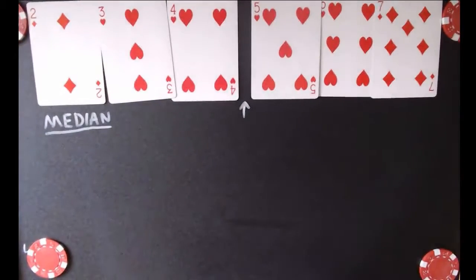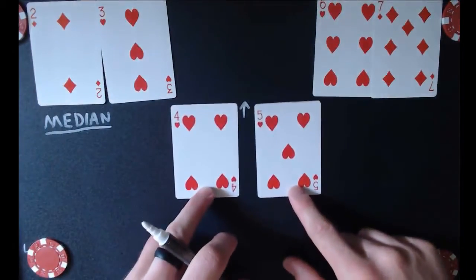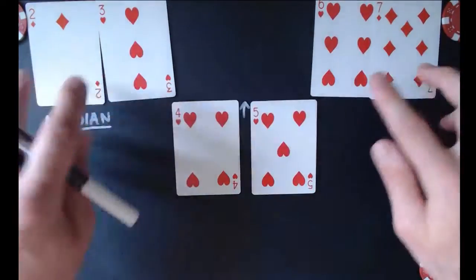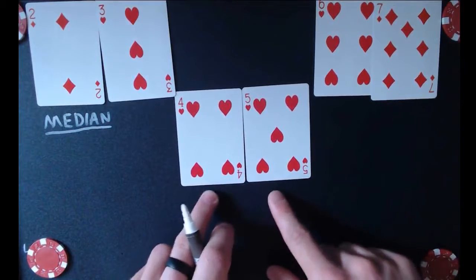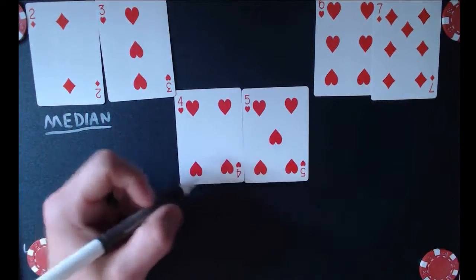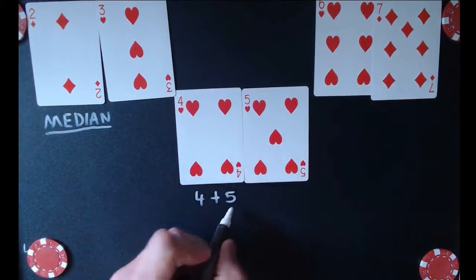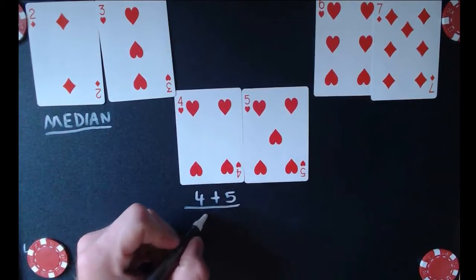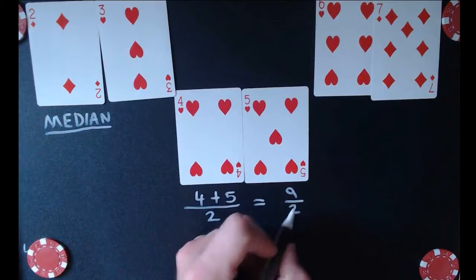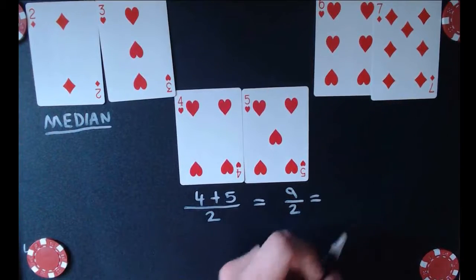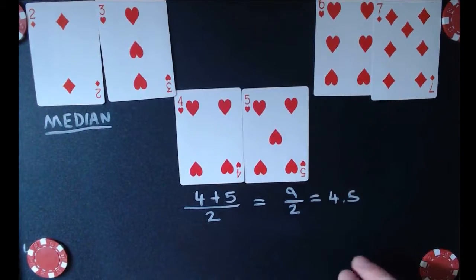So what I do in this case, if I've got an even number of cards, is I take the middle 2 cards. So this leaves me with 2 on this side, 2 on this side, and now what I do is I take the average of these two using the mean. So I just say this value plus this value, and I divide it by the number of values, which is 2. So this gives me 9 over 2. Or, if you want to calculate that, 4.5.